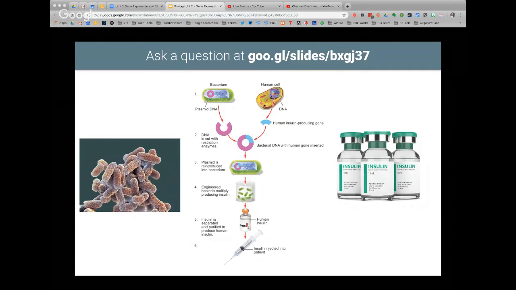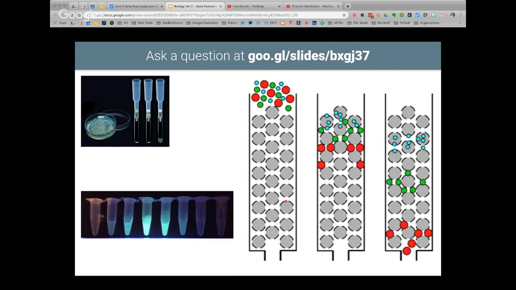So the next step is, well, how do we get that protein? Like, we can make the bacteria make a green protein, but who cares if we can't get that protein out? It's no use to us having insulin inside a bunch of bacteria cells if we can't get that insulin out and purify it to give it to the people that need to use it. So we talked about this process called column chromatography.